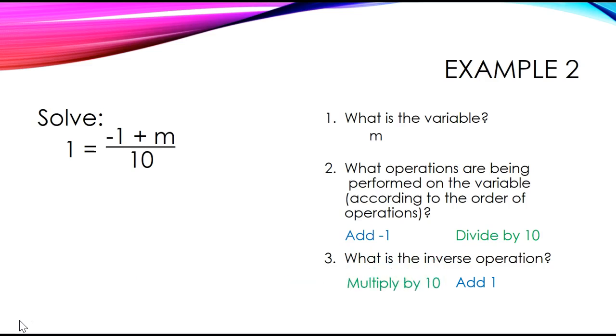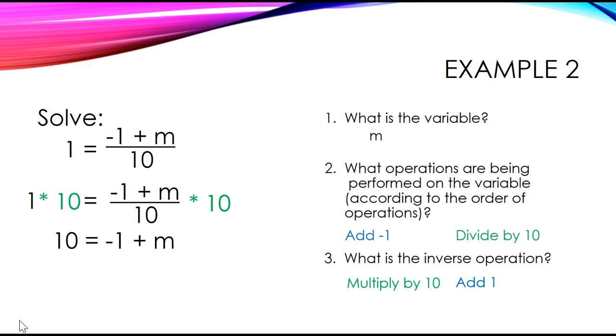So, multiply by 10. We're going to multiply by 10 on both sides. Simplify. 10 equals negative 1 plus m. Our next step is to add 1. We'll add 1 to both sides, and we get 11 equals m. Again, if you prefer for your variable to be on the left, you can rewrite m equals 11.